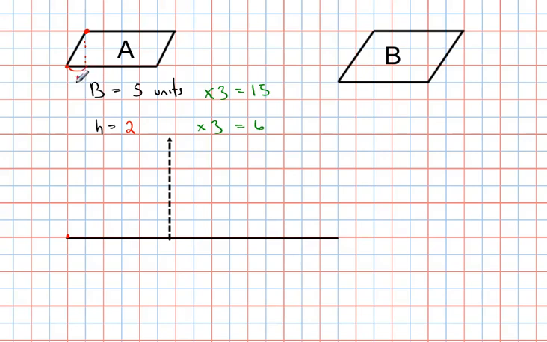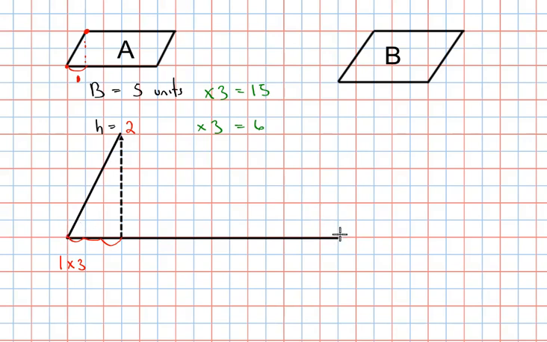So if I'm only moving 1 unit here to get to my height, then I should be moving not 1 unit here, because I'm applying a scale factor of 3, but 1 unit times 3. So 1, 2, 3. So my height should be on that line right there. And then use a height of 6. So 2, 4, 6. So now my parallelogram should start here.